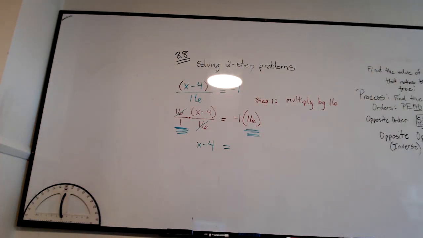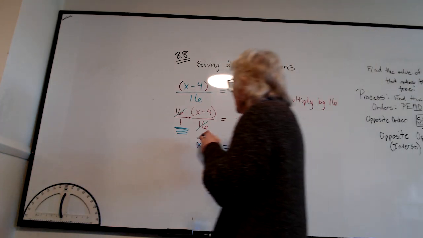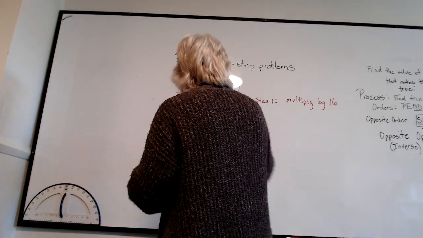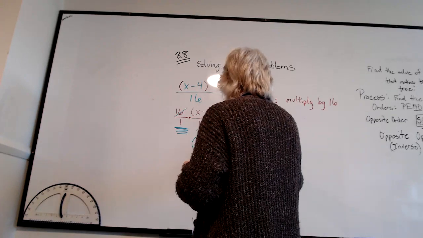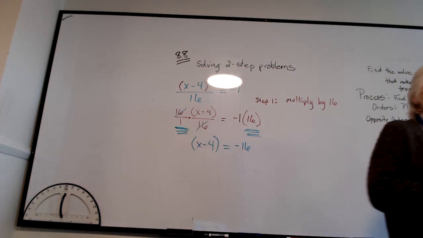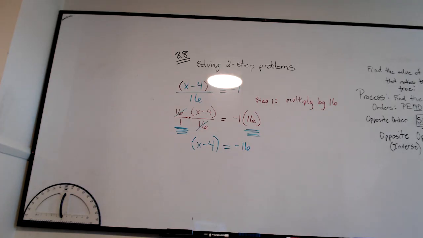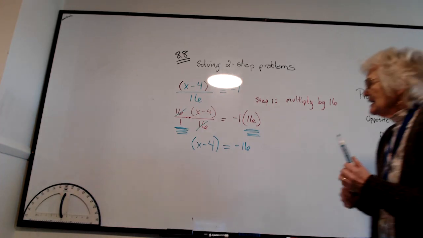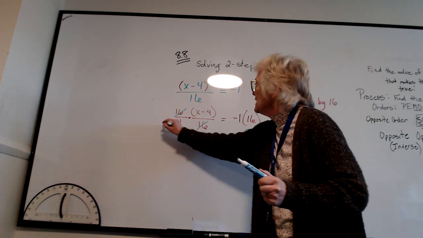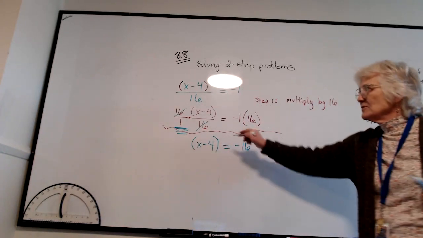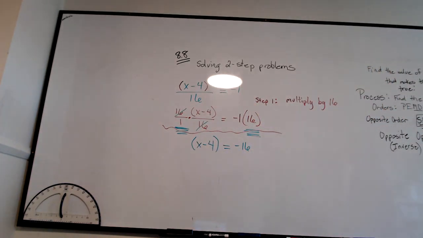If I take x minus 4, I can remove the parentheses now. If you don't like that, keep the parentheses there. We'll remove them in a minute. Equals negative 16, because negative 1 times 16 is negative 16. Getting this on your paper? Okay, get it on your paper. So that was doing that next step right there.